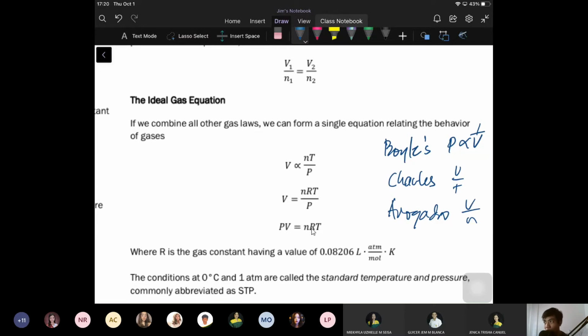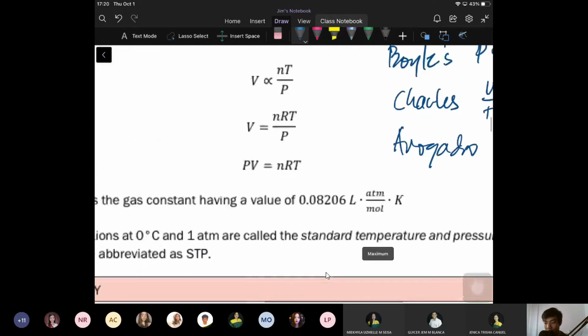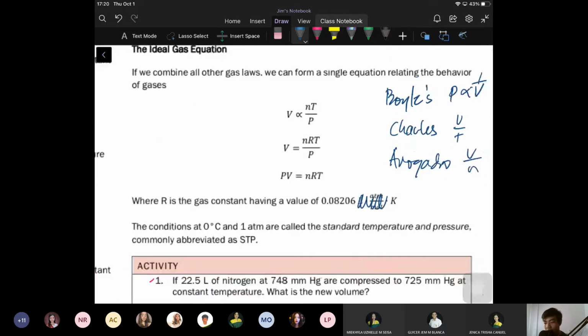Okay, so wherein the R is the newly defined gas constant, and it has now a value, no? So the value of gas constant is this. Mali yung units ko kasi ilang taon ko na ba itong ginagamit? Medyo matagal ko na ito ginagamit, di ko pa rin naayos, no? Okay, so this is the gas constant. It has a value of 0.08206 liter atmosphere per mole Kelvin. No? So this must be the unit.